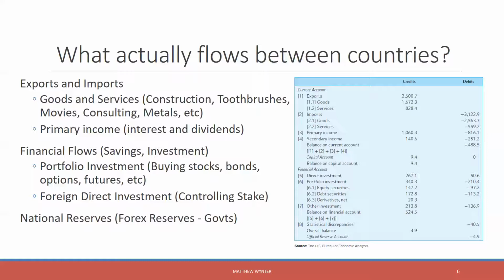Our last two things are going to be national reserves and statistical discrepancy. National reserves are forex reserves. Those are usually held by governments. And then the statistical discrepancy we'll look at in a little bit.